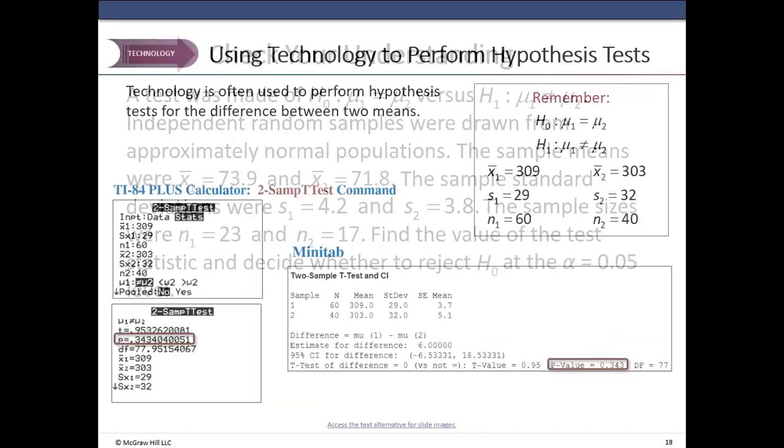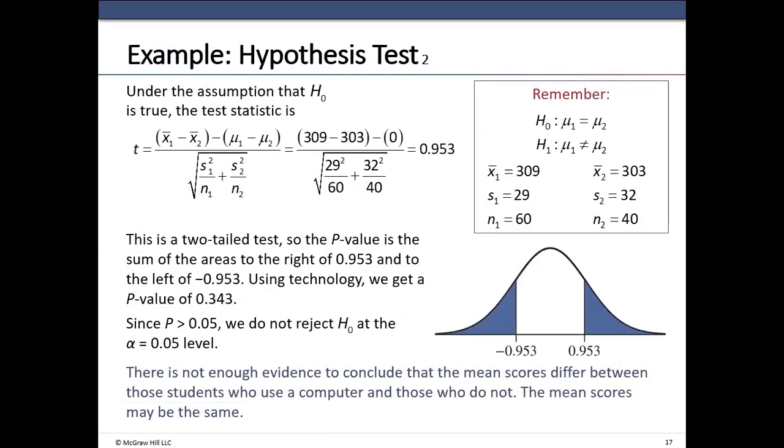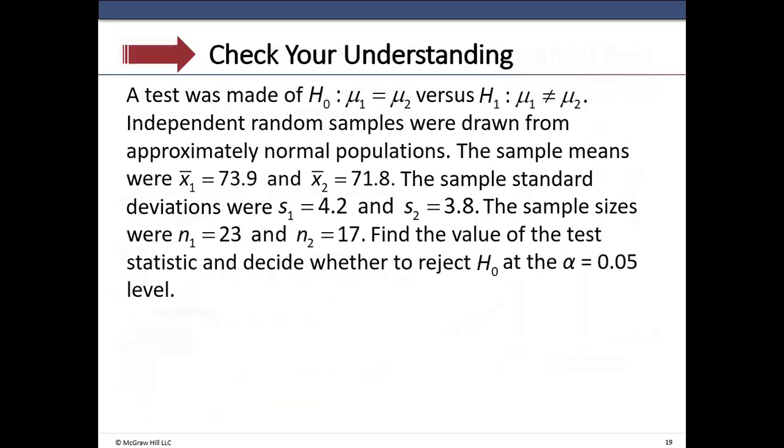So what was it? P is greater, we do not reject H0. P is 0.343. That's what we got. A test was made of H0 mu1 equal to mu2 versus H1 mu1 not equal to mu2.